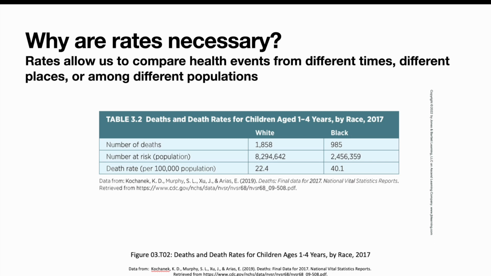So instead of giving us just the raw numbers to compare, we have our rates so that this gives us a more accurate representation. We can directly compare per every 100,000 people how many children have died by race. And even though the number of deaths of white children exceeded the number of deaths of Black children in 2017, we see the rate is the opposite. The rate of Black children who died in 2017 outweighs the rate at which white children died in 2017.